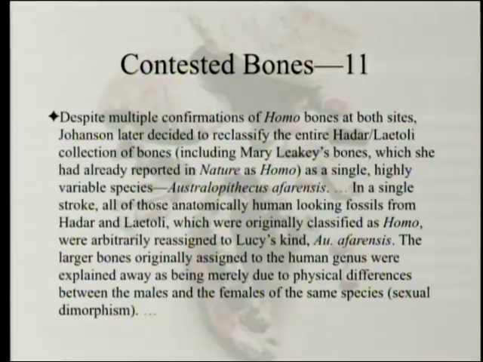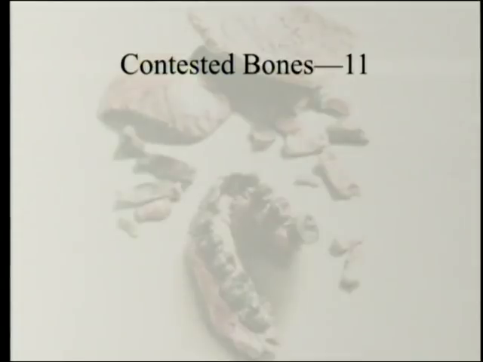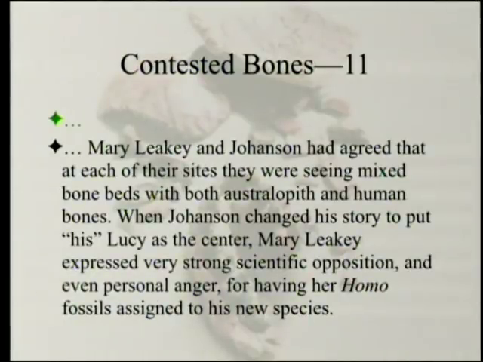The larger bones originally assigned to the human genus were explained away as being merely due to physical difference between the males and females of the same species, or sexual dimorphism, which we read about earlier. Skipping over Mary Leakey and Johansson, this is actually good, but unfortunately I don't have time to read it all, had agreed that at each of their sites they were seeing mixed bone beds with both Australopiths and human bones.